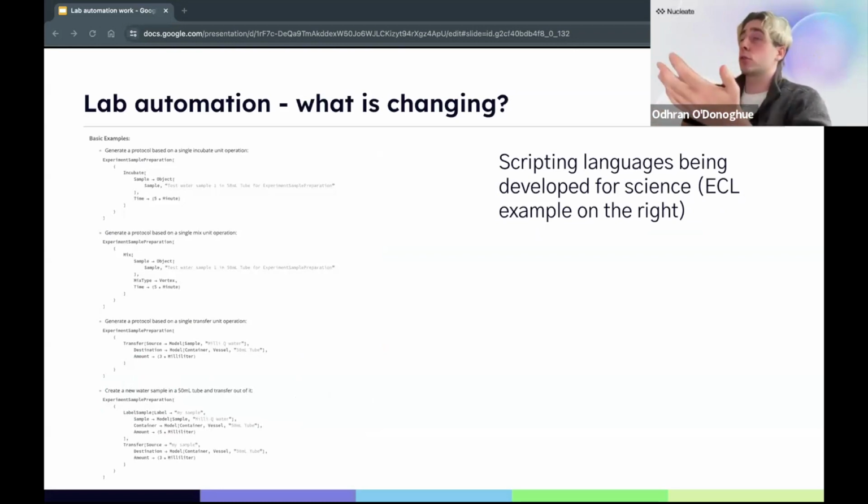But there are, of course, still barriers. There's a reason we aren't all running automated labs right now. Let's talk about these barriers.